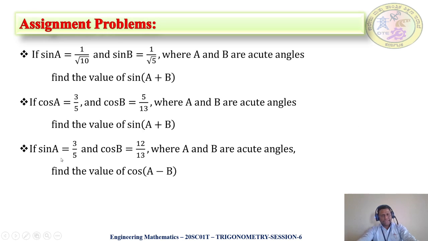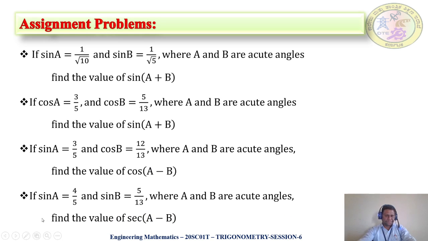Here also same thing: sin A is equal to 3 by 5, cos B is equal to 12 by 13. Find cos of A minus B. Again, sin A is given, we need cos A. Cos A is equal to root of 1 minus sin square A. They have given cos B, we need sin B, that is root of 1 minus cos square B. Find those two values, write the formula for cos of A minus B, substitute and simplify.